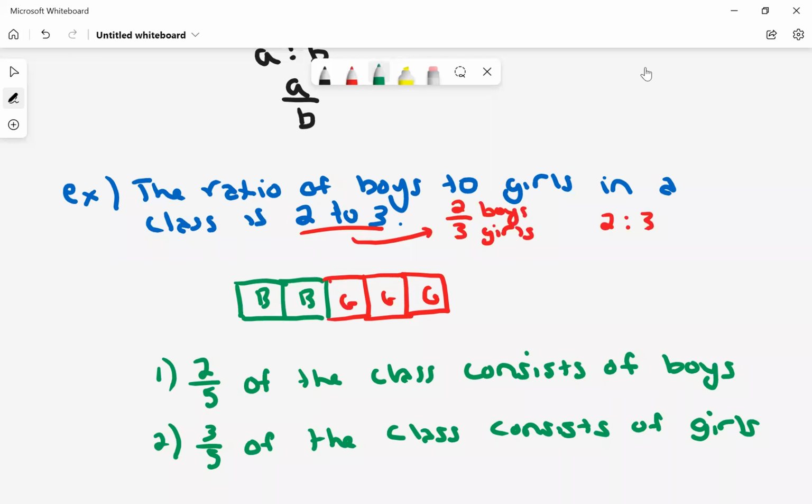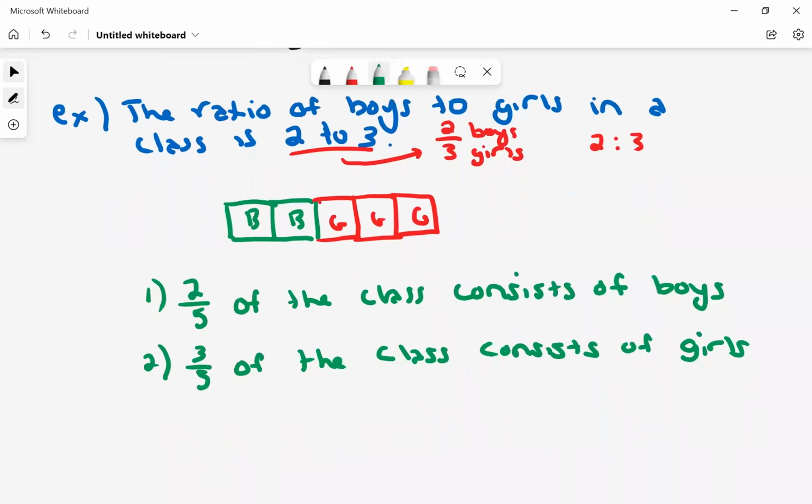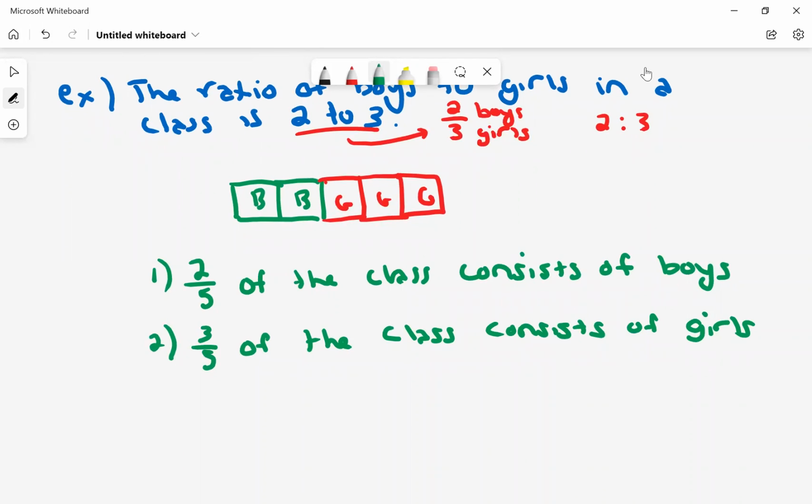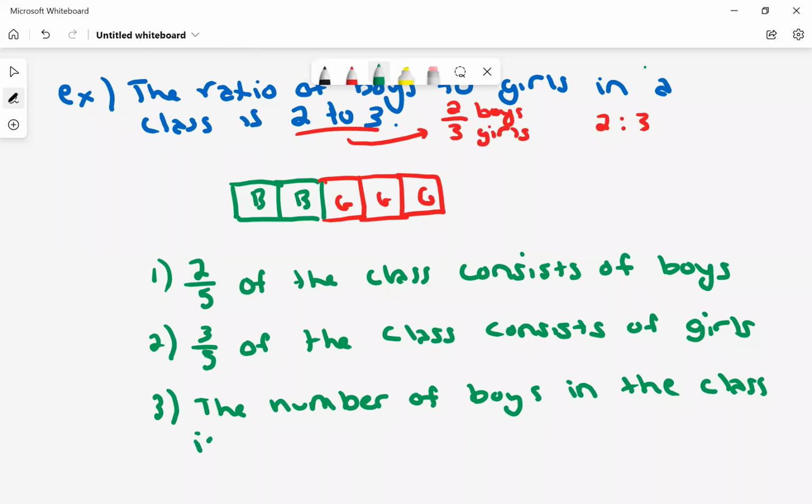We can also compare the boys to girls in general. So coming back to the 2/3 relationship in the initial ratio, we could say that the number of boys in the class is 2/3 the number of girls. So that's using the original ratio in a statement.